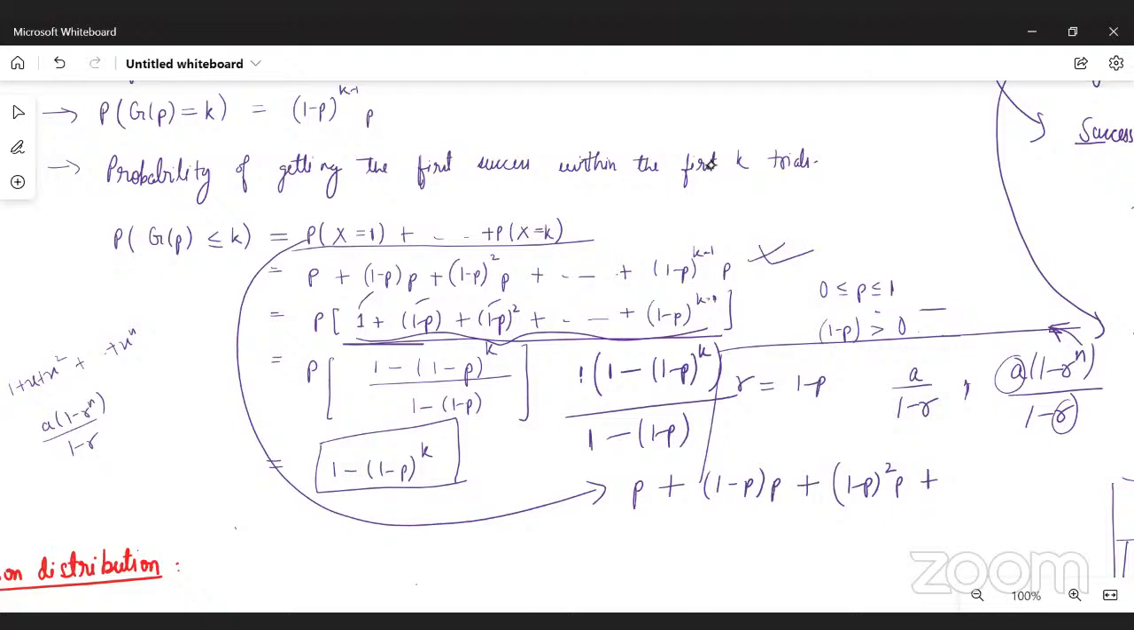Which distribution is this now? Can you repeat the last part, where you substituted these values? Okay, fine. Now it is A into 1 minus R power n.